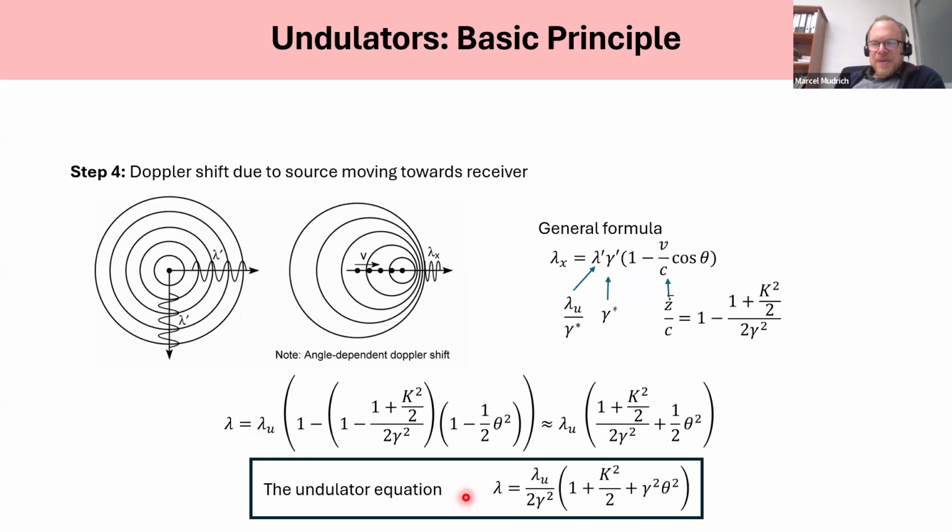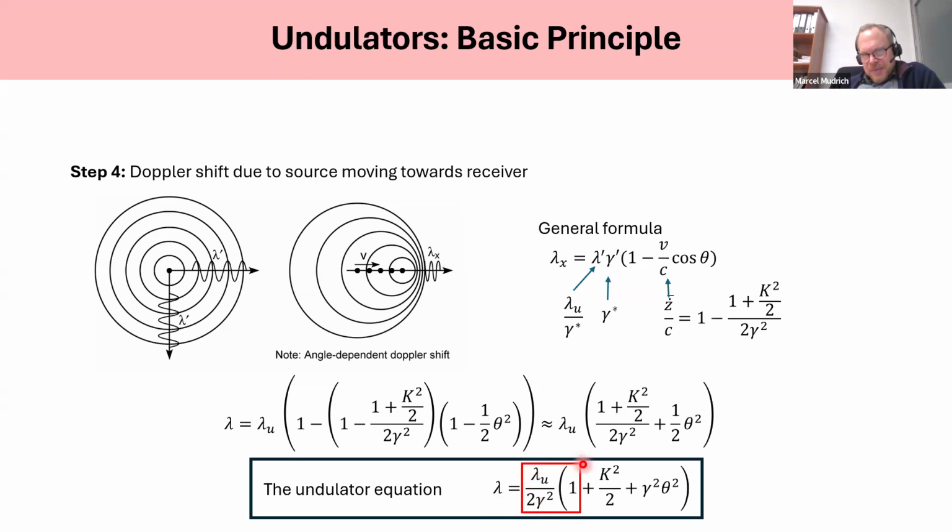So if you remember one thing from this whole discussion, it's this undulator equation, which determines the wavelength measured in the lab frame. So what is really measured as a function of the undulator period or the undulator wavelength and the gamma parameter, which is given by the electron energy.